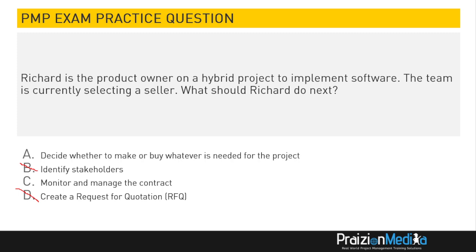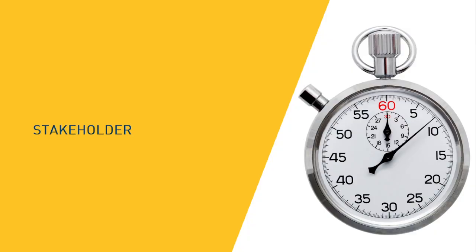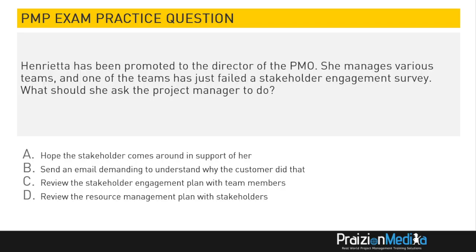This is in executing. You got to remember that when you are selecting a seller, that's conduct procurement. So B has been done. A, decide whether to make or buy whatever is needed for the project. That's already been done in plan procurement management. So the best option is monitor and manage the contract. It's that simple.